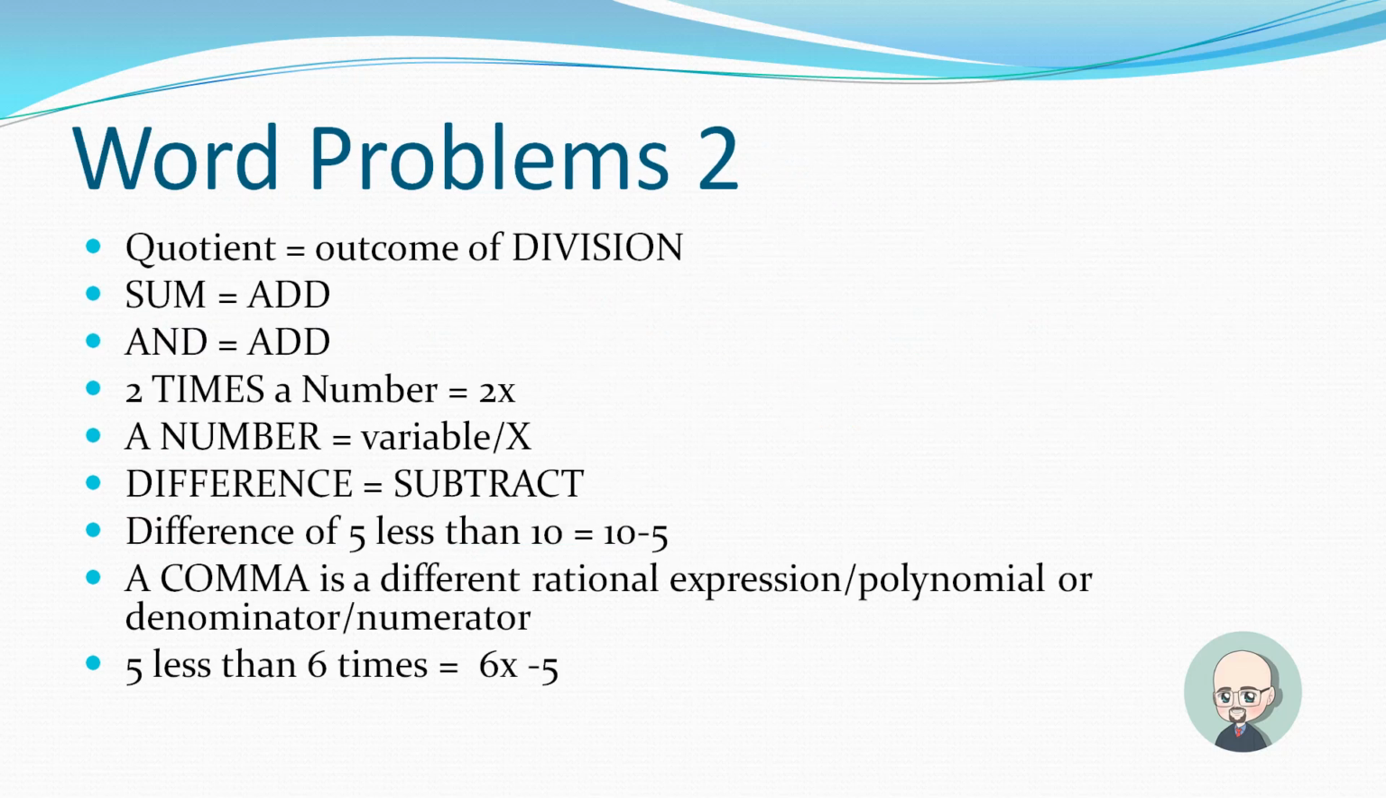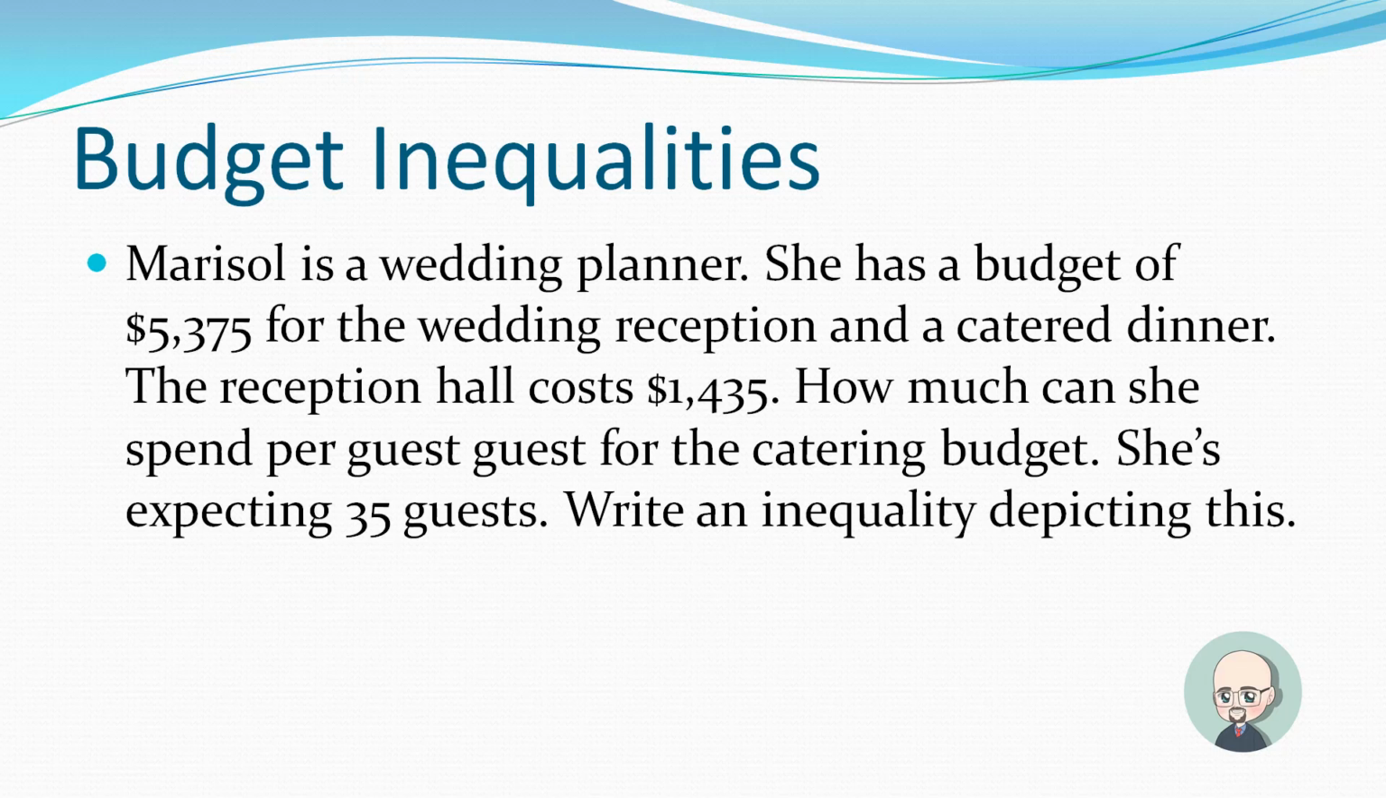Okay, quotient's the outcome of division. Sum is addition. And is addition. 2 times a number equals 2x. A number equals a variable divided by x. The difference is subtract. Difference of 5 less than 10. 10 minus 5. A comma is a different rational expression, polynomial, or a denominator or numerator. If they said something like 5 less than 6 times a number, it would be 6x minus 5.